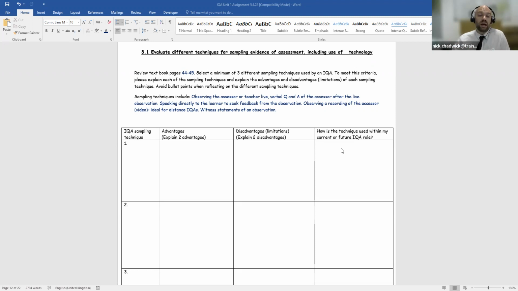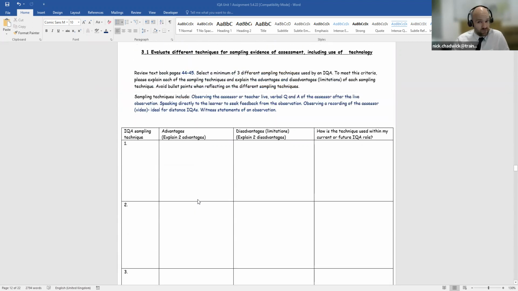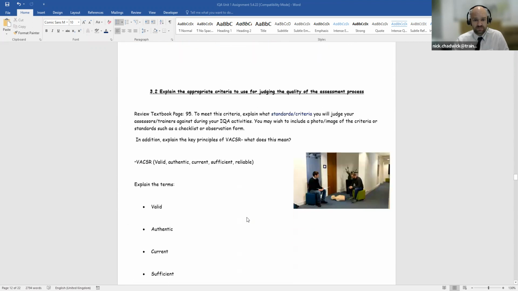So when will you conduct observations? Perhaps discuss the topic of the observation here as well. How often will they happen? I'd pick any 3 from the list, and please complete the grid. I would avoid bullet points for this section. We would like to see sentences rather than bullet points there.